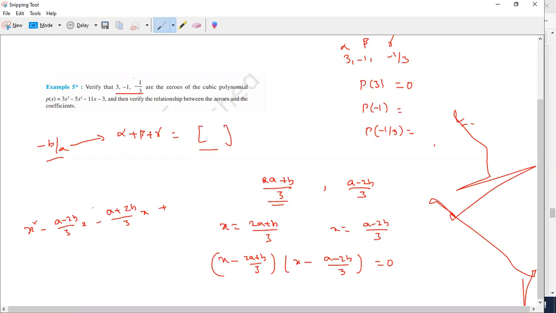Correct? This is a minus 2b. This is 2a plus b. So (a minus 2b) into (2a plus b) by 9. Minus into minus is plus. (2a plus b) into (a minus 2b) by 9. Don't make it equal to 0. This is p of x, your polynomial, where you know the zeros of the polynomial.